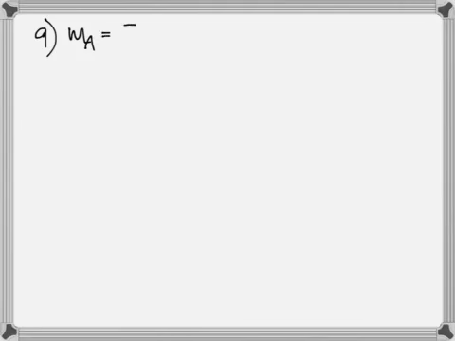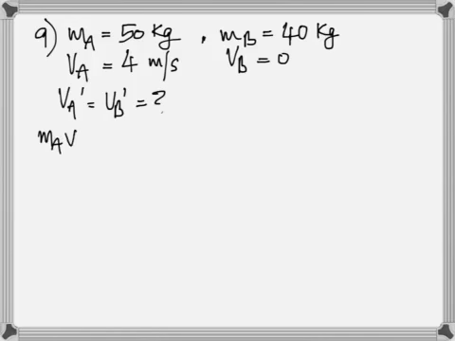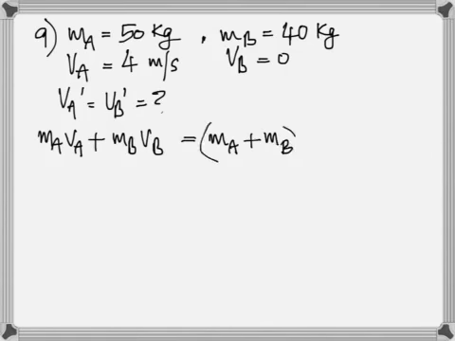Question 9. Your mass is 50 kilograms, that's MA, and you're moving at 4 meter per second. Remember that your friend is not moving, is standing still, and has a mass 40 kilograms, and the velocity is 0. The question says at what speed do you move off together? So both the velocities, final velocities, are the same. Apply the conservation of momentum to get the answer, but remember, because they're together, add the masses as done before.